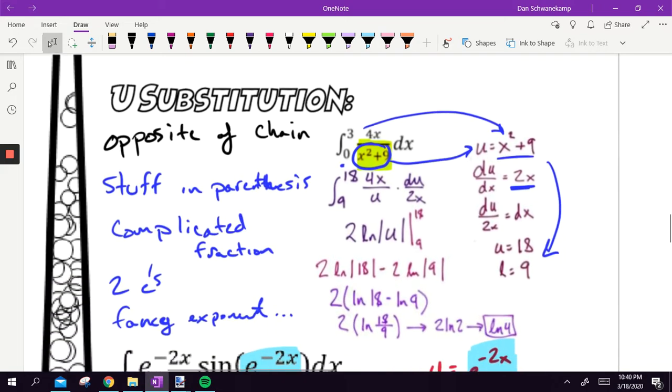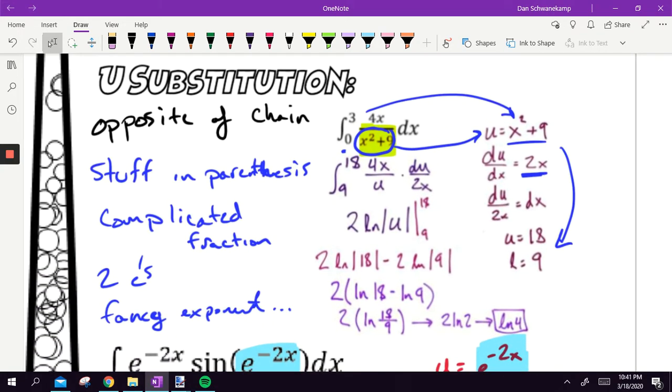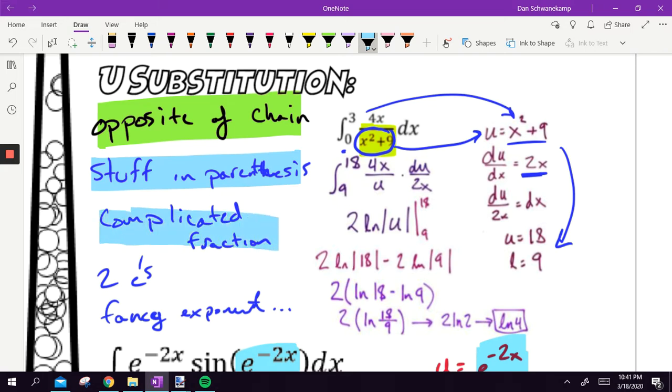U sub, this is definitely something we need to spend some time on, but we'll look at it quickly here. Remember what U sub is. It is the opposite of chain rule. If you see stuff inside of parentheses and you're trying to integrate, there's a pretty good chance that you're going to need it. Other clues that you're going to need U substitution: a complicated fraction, 2 different e's, a fancy exponent, and so on. You just kind of got to remind yourself of what it looks like.